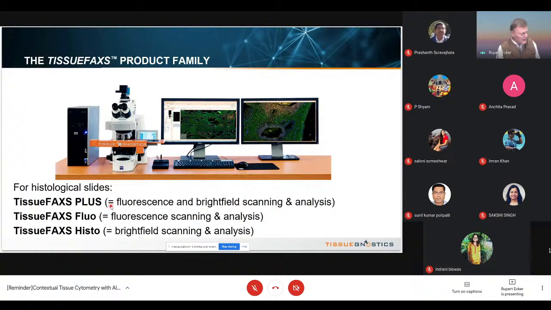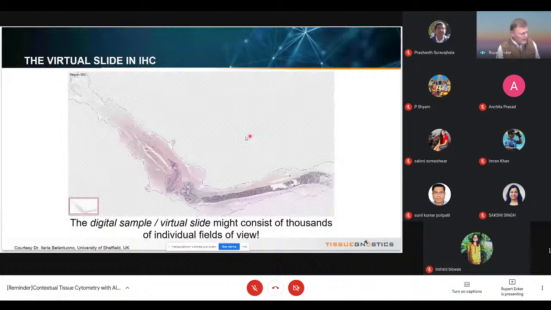As you can see, this is based on a high-end microscope of Carl Zeiss. So TissueGnostics is OEM partner of Carl Zeiss Germany. It supports any kind of objective lens from 2.5x to 100x, including oil immersion, so automated scanning of the slides. The immediate result of this scanning process is what is generally referred to as the virtual slide.